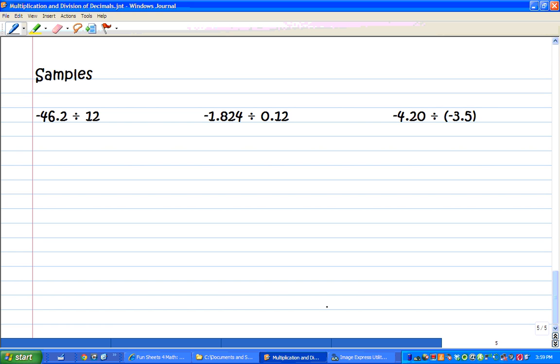Again, I am going to completely ignore the decimals. So the first number goes in the house, and 12 is on the outside. The number on the outside, the divisor, is already a whole number, so I don't need to do anything to it. What I'm going to do then is 12 goes into 46 3 times. 3 times 12 is 36. Subtract, it's 10.